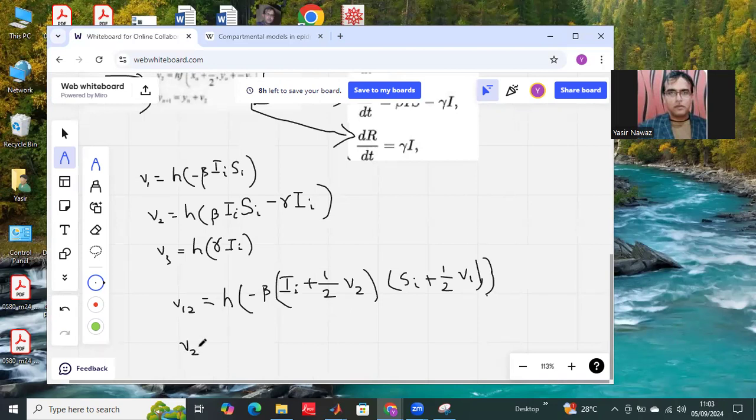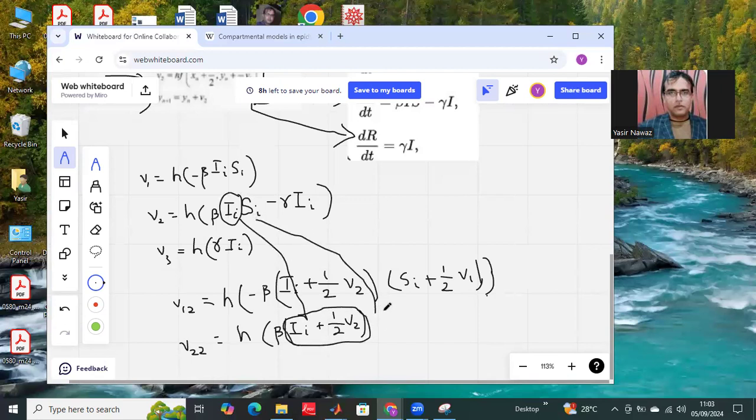V22? This is the second order of Runge-Kutta method corresponding to the second equation. So that's H, and then beta I at i plus V2. So instead of I, I wrote I at i plus half V2. This thing.